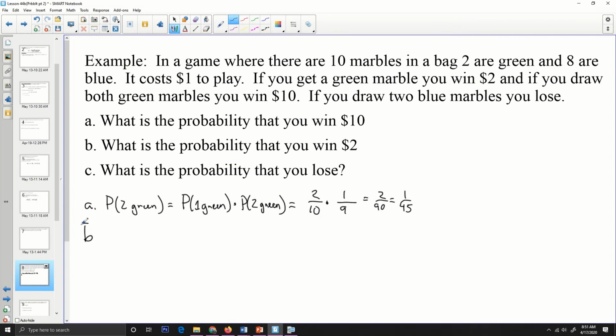Part B says, what is the probability that you win $2? So it says here at least 1 green. Now, this one is a little bit different because we could draw 1 green, then 1 blue, or you could draw 1 blue and then 1 green.